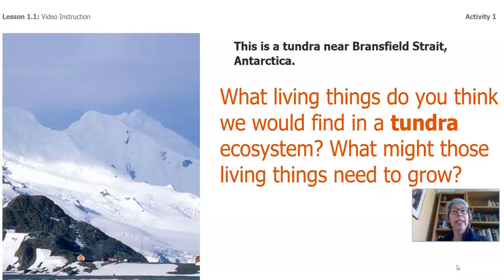This is a tundra near Bransfield Strait, Antarctica. What living things do you think we would find in a tundra ecosystem? And what might those living things need to grow? Do you know some really cool things about Antarctica? I bet you do. Something like it's a continent and the only people that actually live there are scientists? That's way cool.